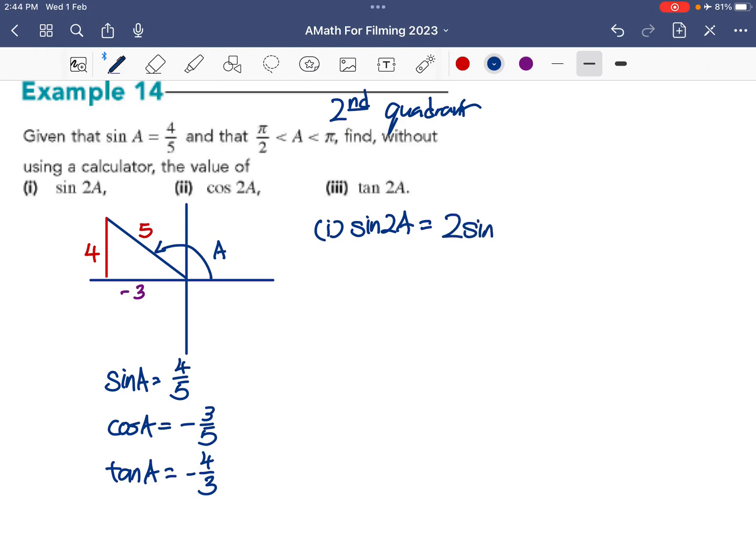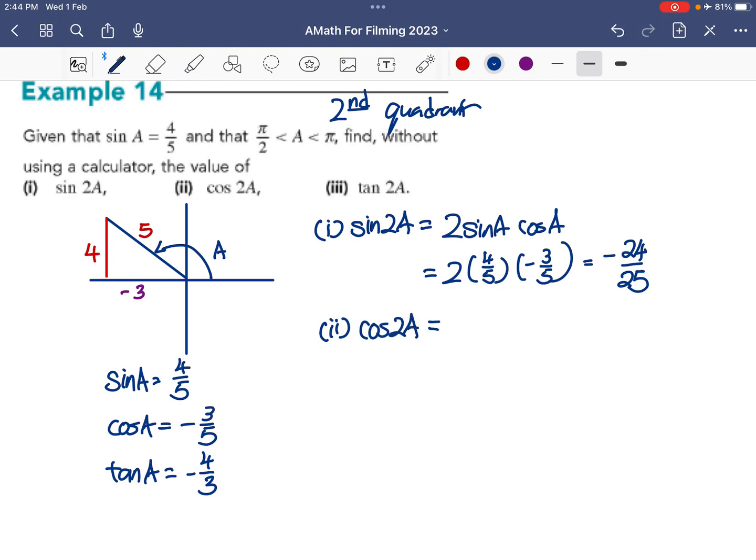I can start with sine 2A is equal to 2 sine A cosine A. So sine A value is 4/5, cosine A value is -3/5. If you use your calculator, you find that this exact value is -24/25.